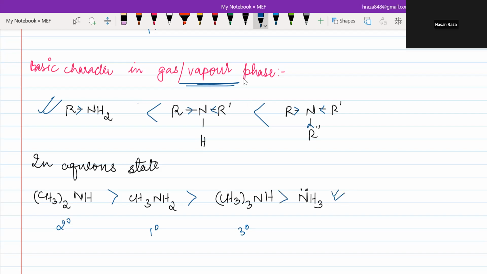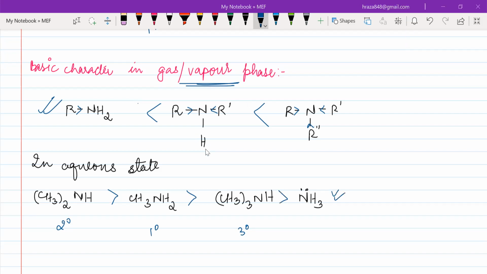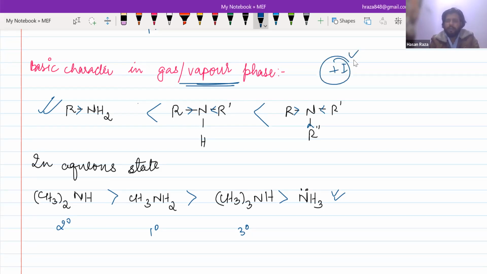Am I audible clearly? Yes, sir. Now see, why does this happen? In the gaseous phase, it's very easy: 3 degree, 2 degree, 1 degree, because here only the plus I effect is acting. But here, with the plus I, you have steric hindrance as well.